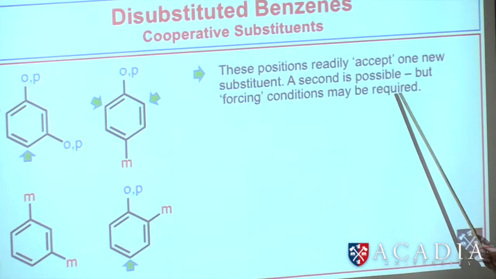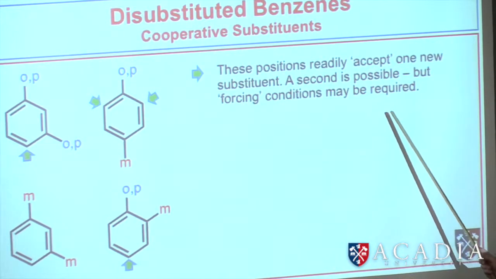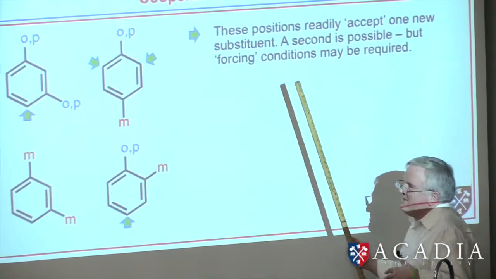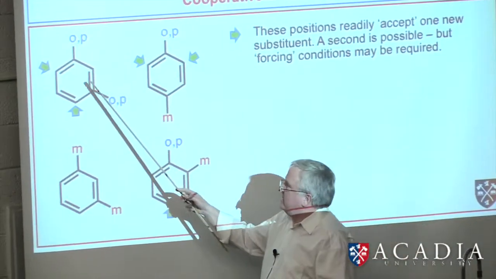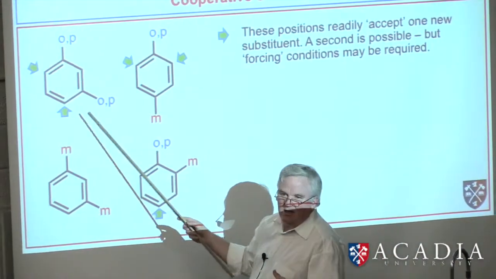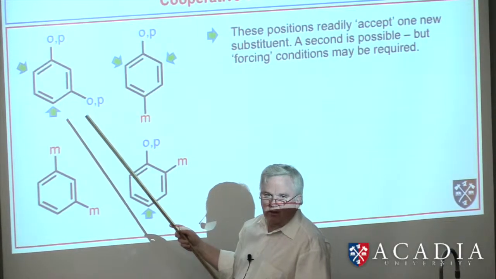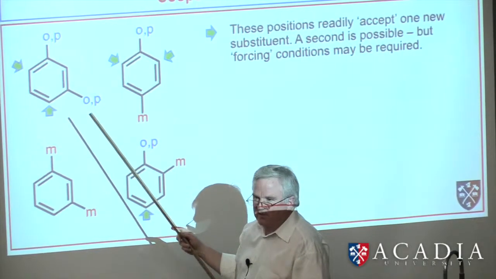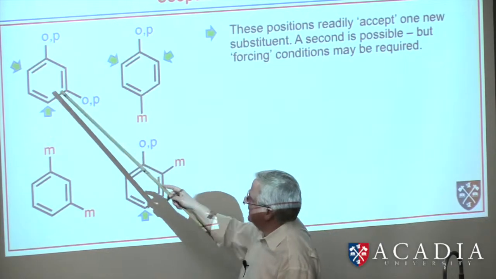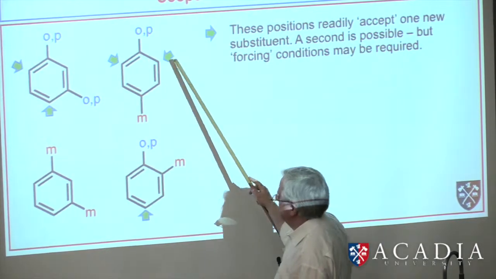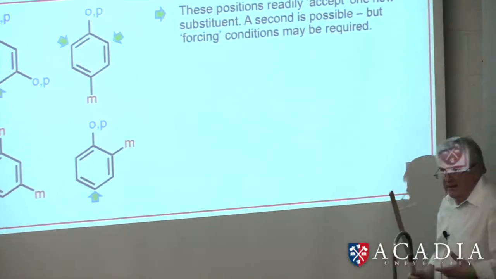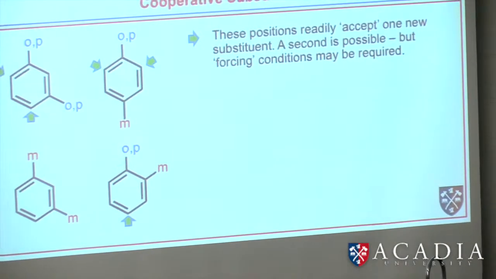A second is possible, but forcing conditions may be required. Mostly, we can typically put one either here or here. We're really bulking up the molecule. Putting that fourth substituent on is typically not very easy. But for all of these positions, they quite readily get substituted.